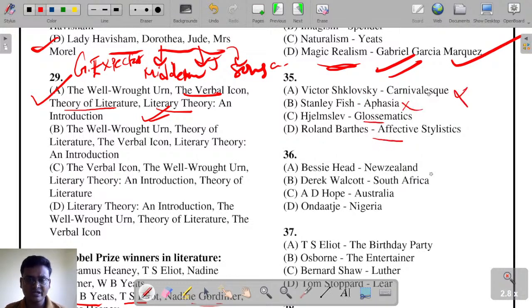Elements of Glossematics and Rollapart, the affective stylistics. Which one is the right answer? Question 35, that is elements of Glossematics. The concept of Glossematics was given by Hjelmslev. So here C is the right answer.